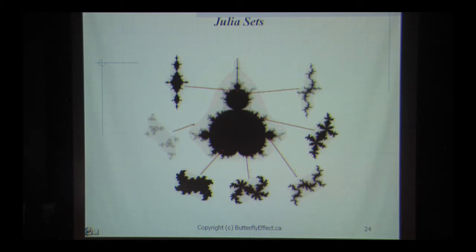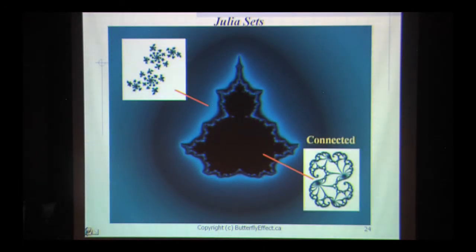Also, it's been shown that the Julia sets generated from the points on the inside of the Mandelbrot set form connected sets, and the Julia sets that are generated from the points on the outside of the Mandelbrot set form disconnected sets, also known as Cantor dusts. I won't get into the details of what this means at this point. The main point that I want to make here is that there's a fundamental difference between the points on the inside of the Mandelbrot set and the points on the outside. Just remember, inside equals connected, outside equals disconnected.